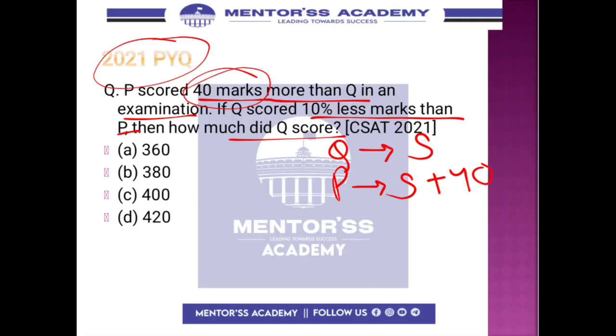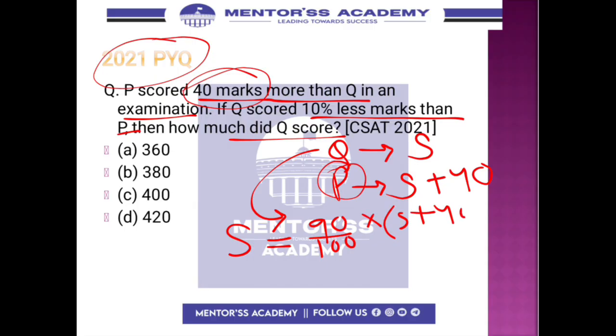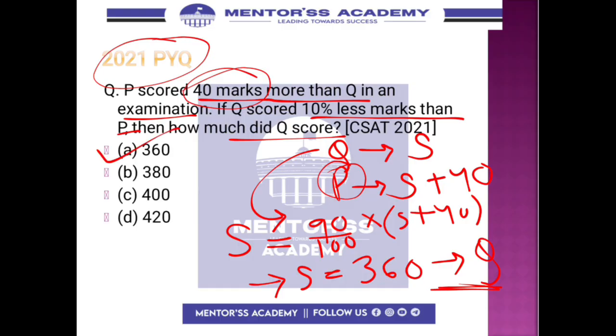Also, Q scored 10% less marks than P. That means what is the score of Q? S equals 10% less marks than P, that means 90% of P. P means S plus 40. You solve this equation, you'll get S equals 360. So S is the Q score. Q has scored this much. The score of Q is 360. The correct answer to this is option A, 360.